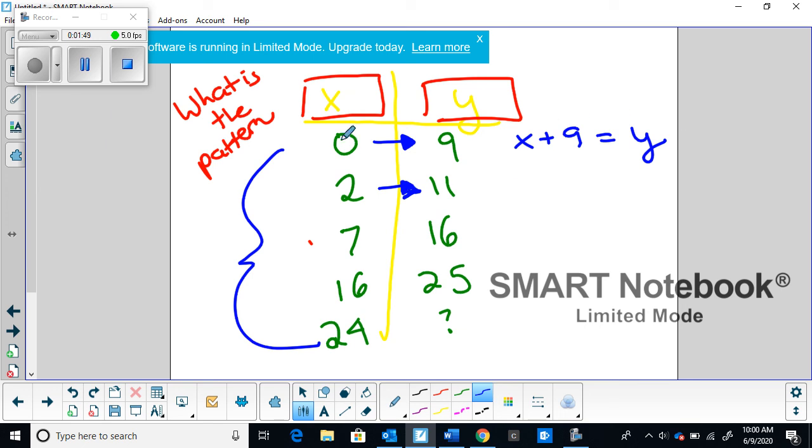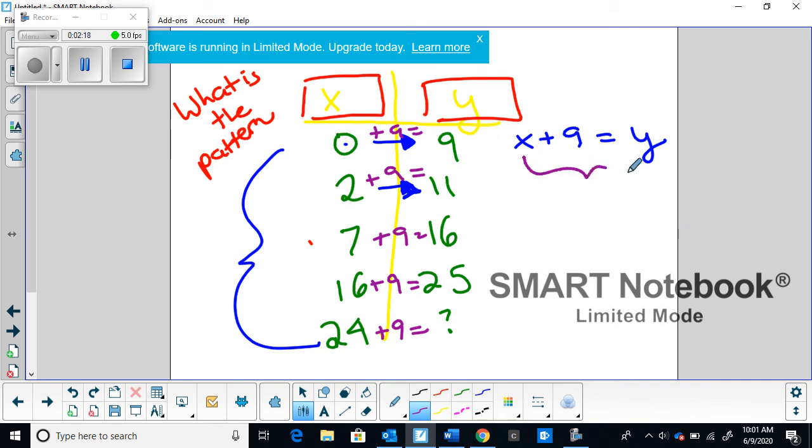Well, let's try that. 0 plus 9 equals 9. That one works. 2 plus 9 equals 11. That works. 7 plus 9 equals 16. 16 plus 9 equals 25. So then 24 plus 9 must equal what? And so does this equation work? Has it worked for our whole table of values? Yes.